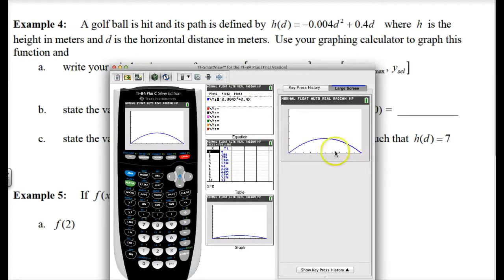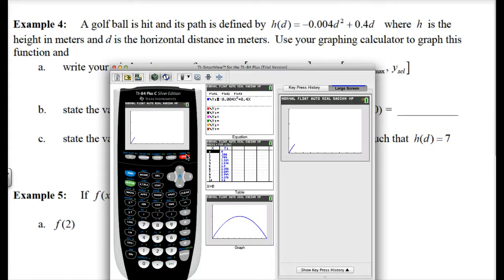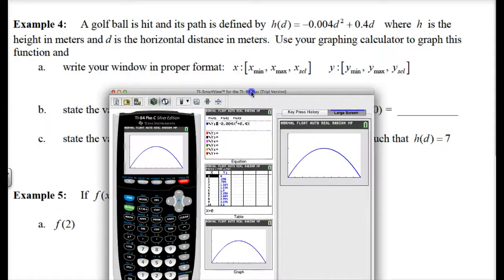Oh, nice. It hits exactly at 100. I went too high. So we can readjust our window, your y max, let's go with 15. Okay, and then hit graph. And there we go, nicer graph, right? If you fill more of the window, you get a better graph. So write your window in proper format.